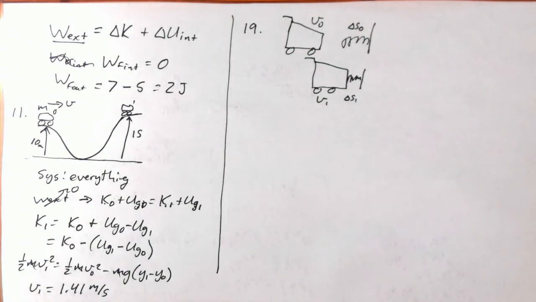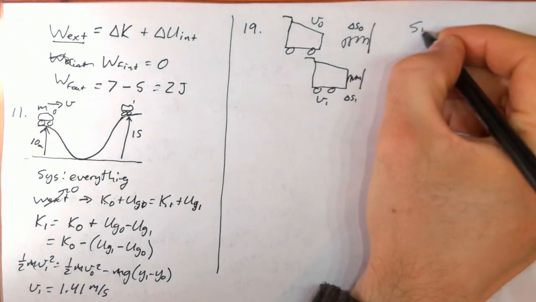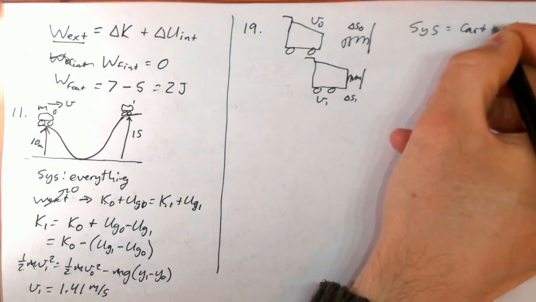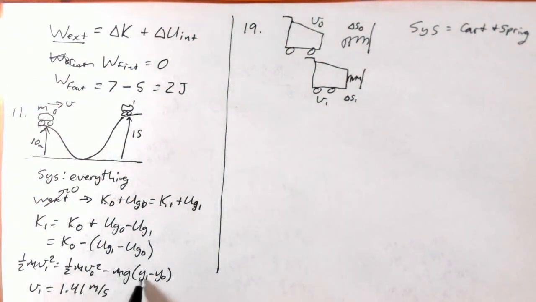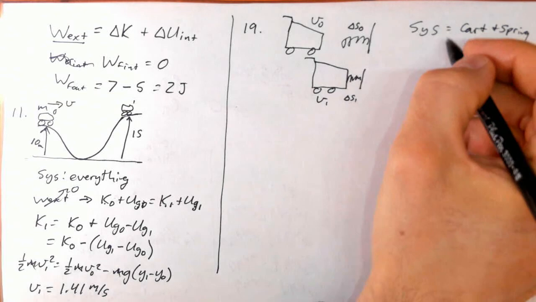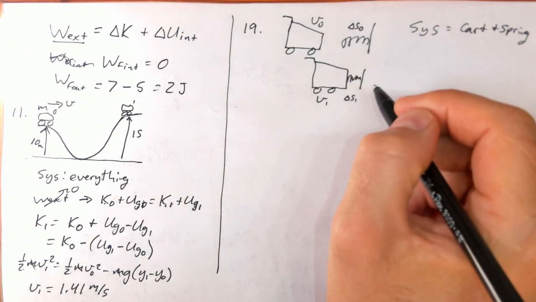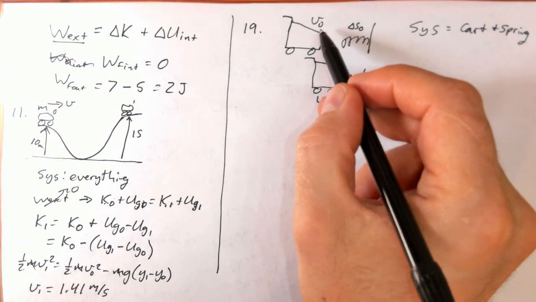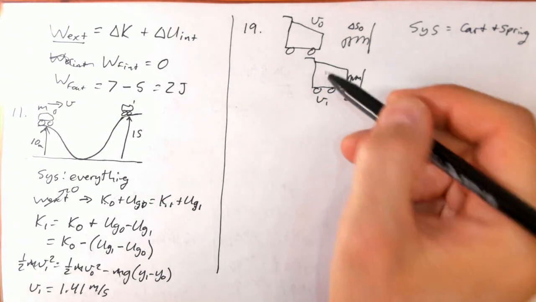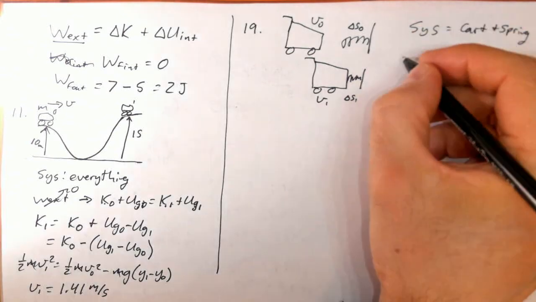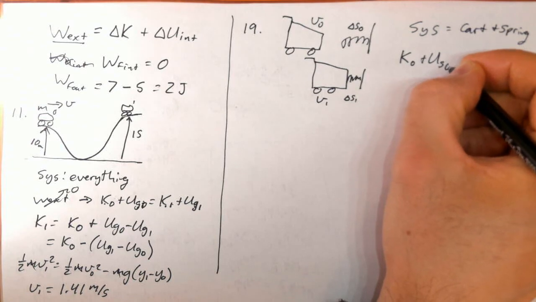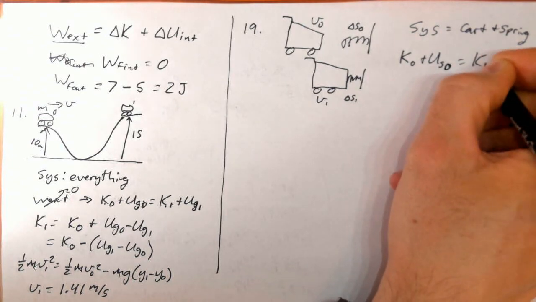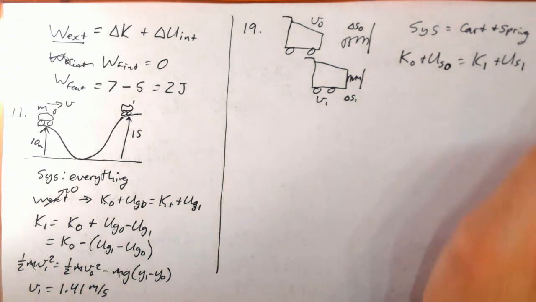Okay, so how are we going to do this one? Well, this is an energy problem again. If I choose my system to be the cart and the spring, I don't need to worry about gravity in this case because it's moving horizontally. There's no change in vertical position. So by doing that, it basically said everything that's interacting. And so the kinetic energy plus the potential energy start must equal the kinetic energy plus potential energy final. So I can say K initial plus U S initial equals K final plus U S final.